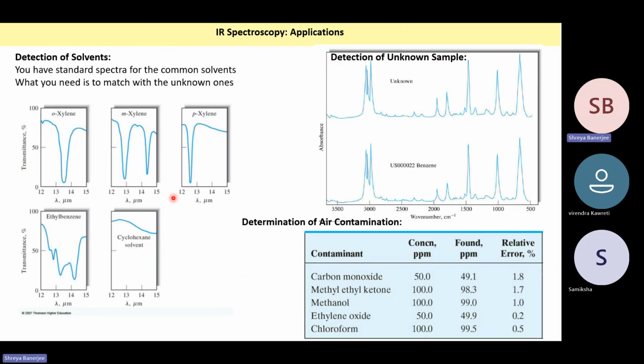So different solvents will also have different characteristic spectra. So if you have an unknown sample, you can compare it with the IR spectra of a known sample, and you can predict that the unknown sample is, say, benzene here. So IR spectra is like the fingerprint of that particular compound.